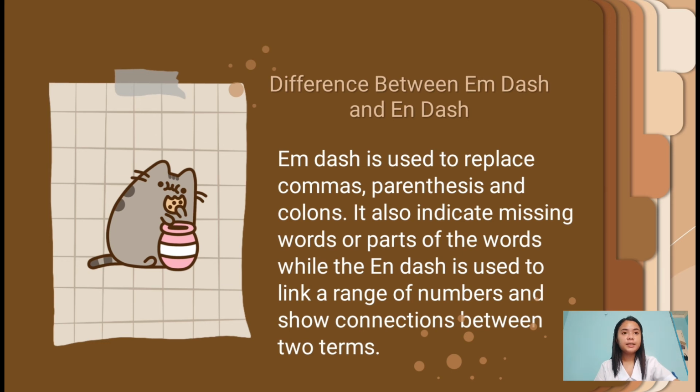Next, we have here the difference between M dash and N dash. So M dash is used to replace commas, parentheses, and colons. It also indicates missing words or parts of the words, while the N dash is used to link a range of numbers and show connections between the terms. So note the difference: the M dash has a space on either side, while the N dash doesn't have space on either side.